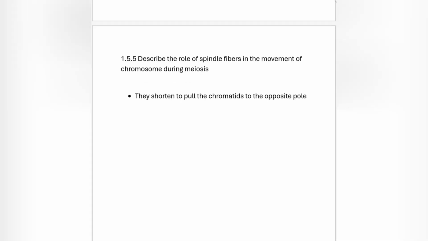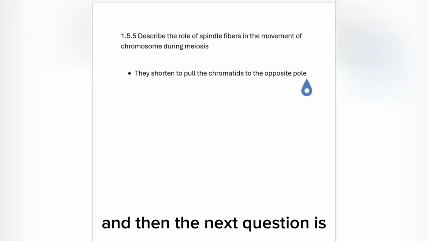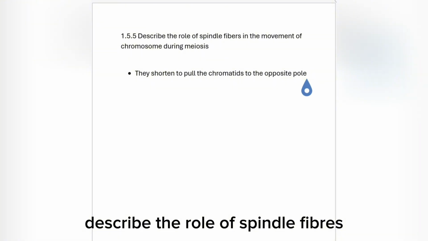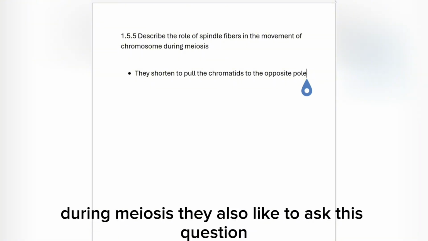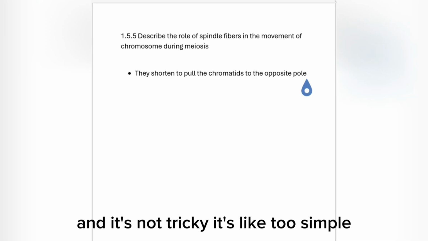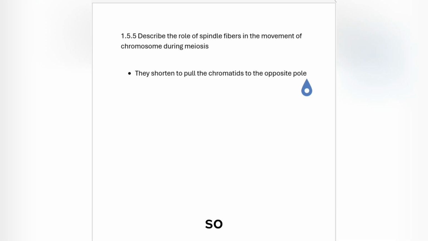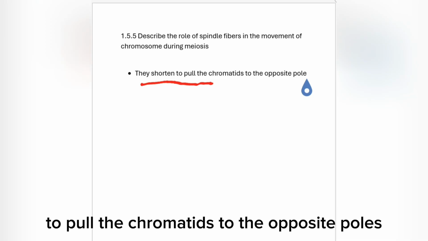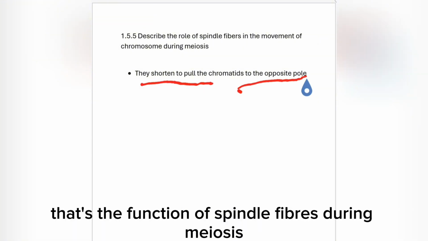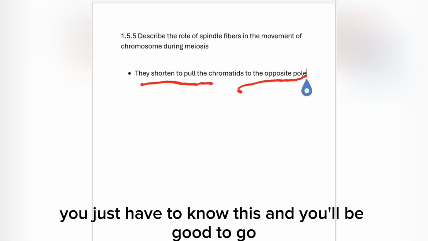That's it, guys. And then the next question is, describe the role of spindle fibers in the movement of chromosomes during meiosis. They also like to ask this question, and it's not tricky, it's too simple. The spindle fibers shorten to pull the chromatids to the opposite poles. That's the function of spindle fibers during meiosis. You just have to know this, and you'll be good to go.